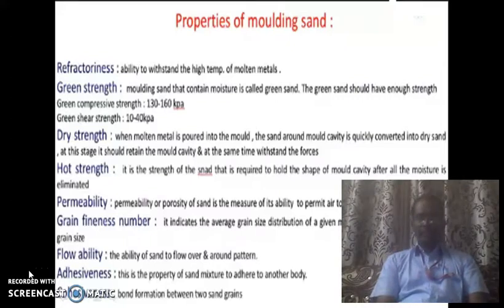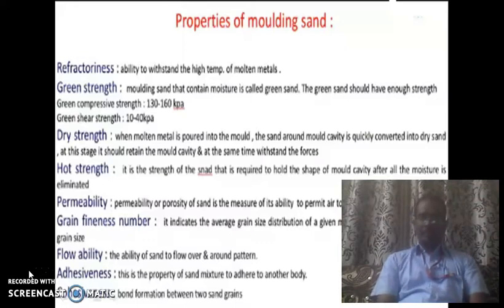Third one is dry strength. When the hot molten metal is poured into the mold cavity, the sand around the mold cavity is quickly converted into dry sand. It should retain the mold cavity without collapsing. That is called dry strength.